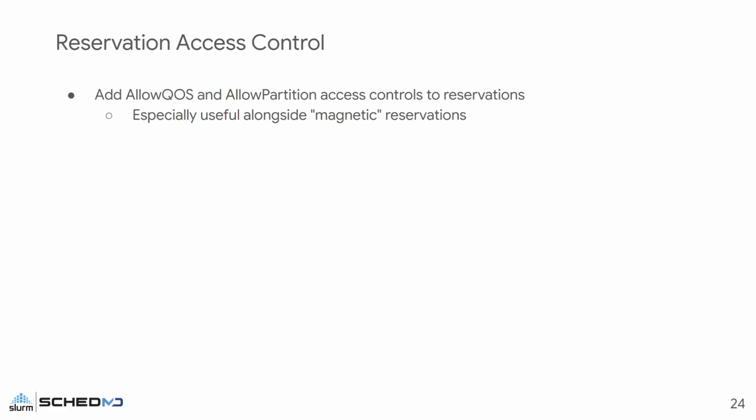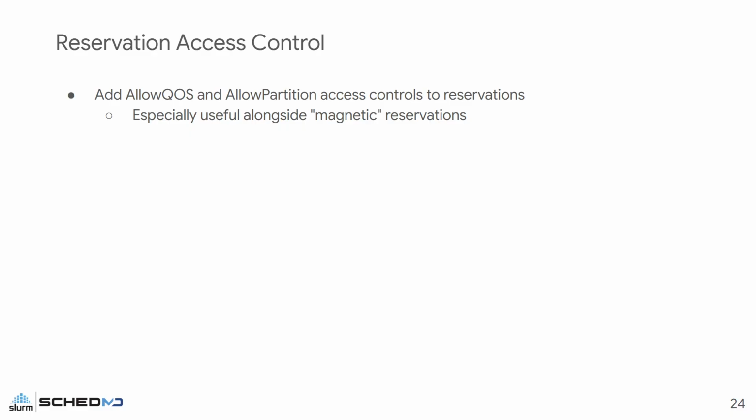We added this idea, or changed a bit of the access controls. The reservations were usually keyed off of specific users, specific accounts, but we've added allow QoS and allow partition as additional controls, especially designed to work alongside magnetic reservations and actually make the magnetic reservations slightly less magnetic than they would have been otherwise. It opens some additional flexibility to how those magnetic reservations are being defined and used within the cluster.